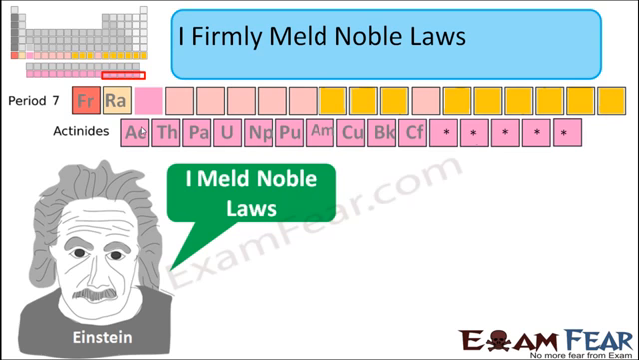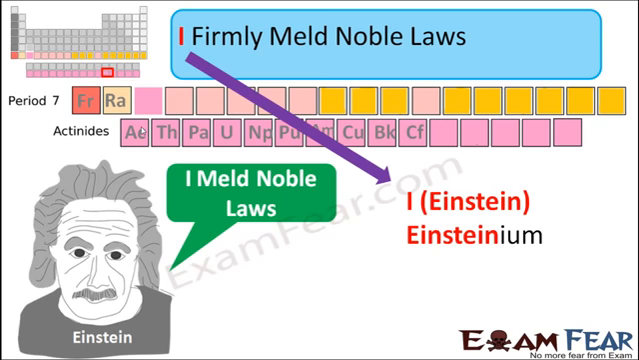So we see here Einstein who says that I meld noble laws. The term meld means to mix or to blend. Now, as we all know, Einstein was a scientist who made a lot of contributions in the field of physics, and he firmly made a lot of noble laws. So the tip here is: I firmly meld noble laws, where I is Einstein.